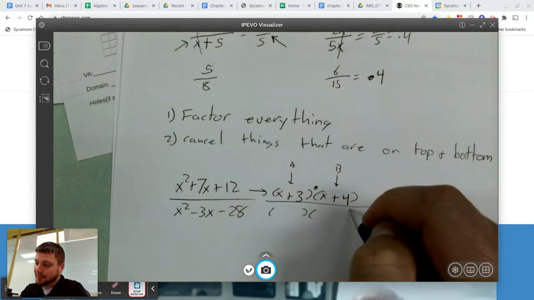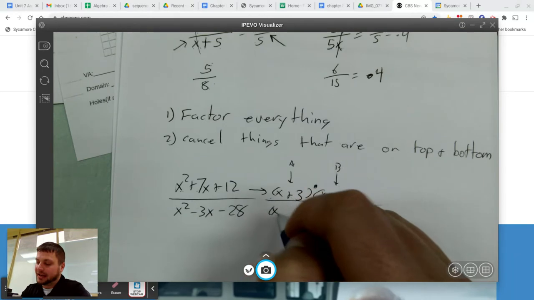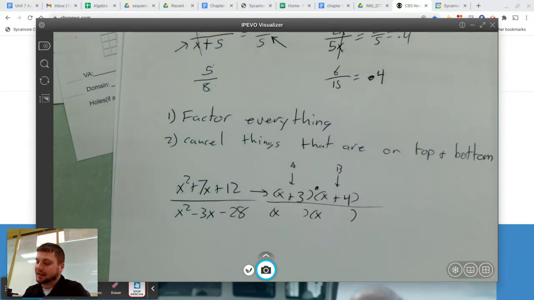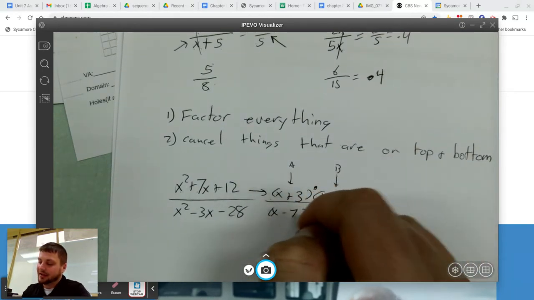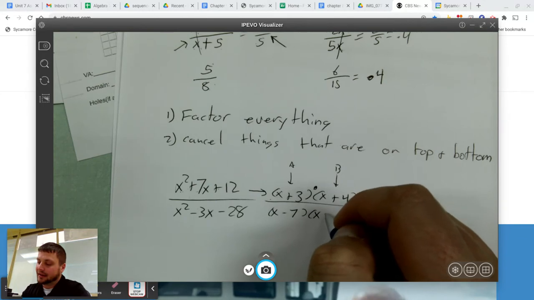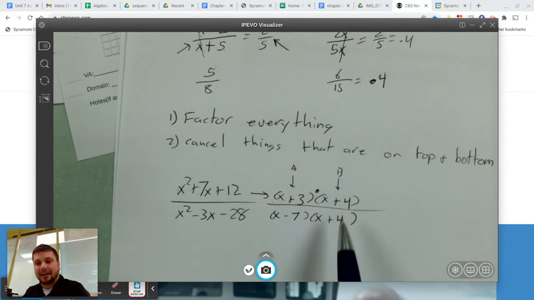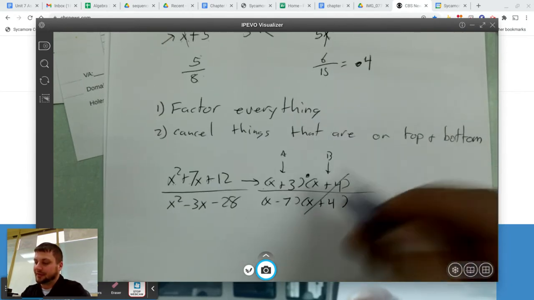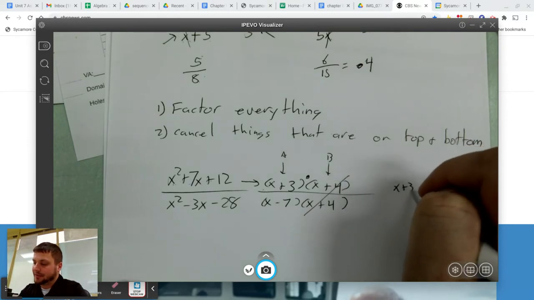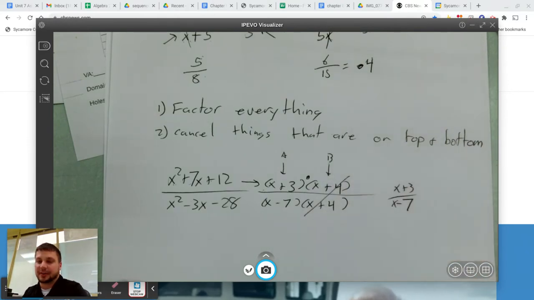Now down here on the bottom, I'm looking for two numbers that multiply to be negative 28, but add to be negative 3. That would be x minus 7, x plus 4. Now, I have an x plus 4, it's eligible to be canceled on top, and x plus 4, it's eligible to be canceled on the bottom, so I cross them out, and I'm left with x plus 3 over x minus 7.